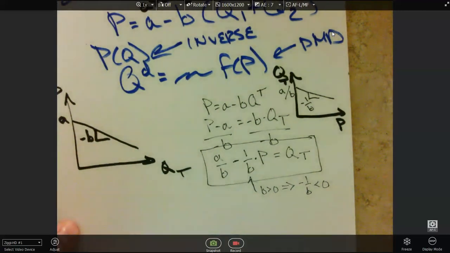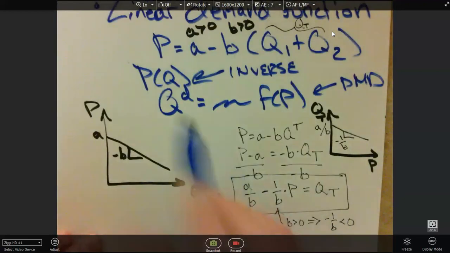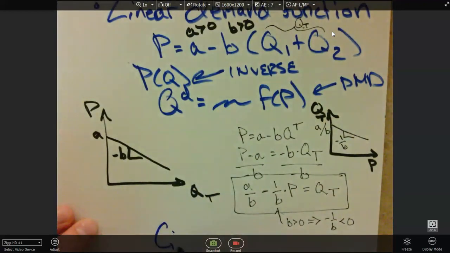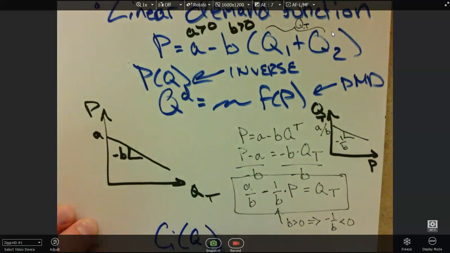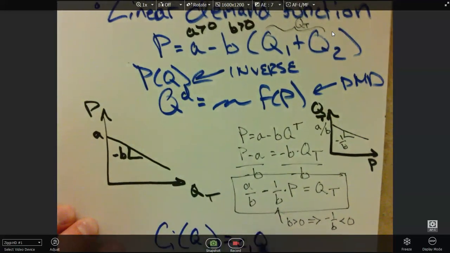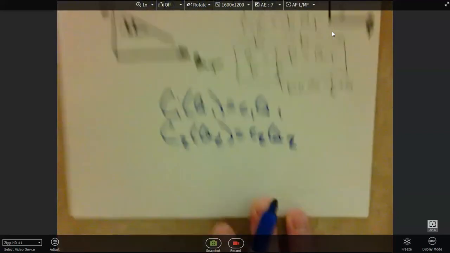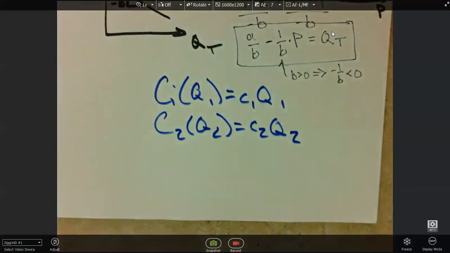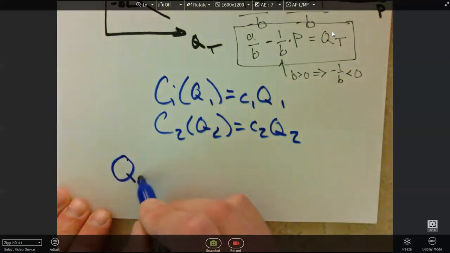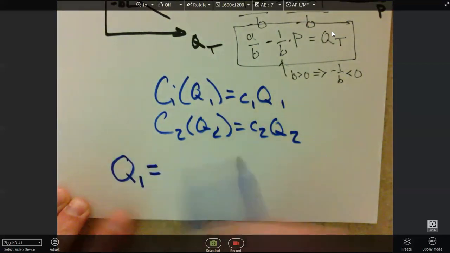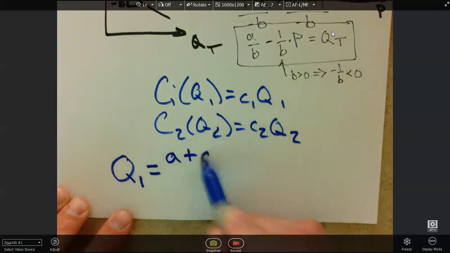All right, so back to our Stackelberg oligopoly, right? So we are given this general form. We're given cost functions: C1 is equal to C1 times Q1, and C2 times Q2 is equal to C2 Q2. Okay? So the leader's output is going to be given by the following format, right? So Q1 is equal to, so this is the non-calculus way.